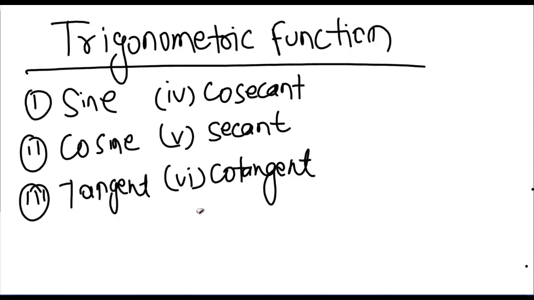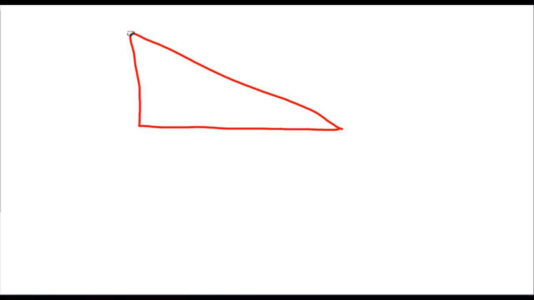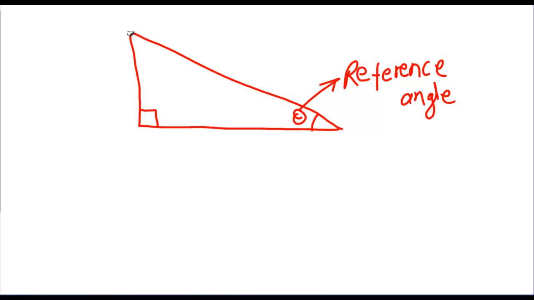Now let's see how we could define these 6 functions based on a right triangle. For that I would have to make a right triangle here. Okay, and I'll name this angle theta as our reference angle. We'll take this angle theta as a reference for naming the remaining 3 sides of this right triangle.